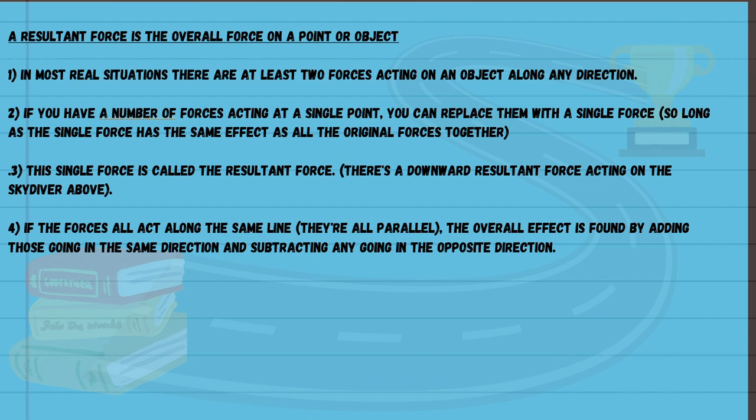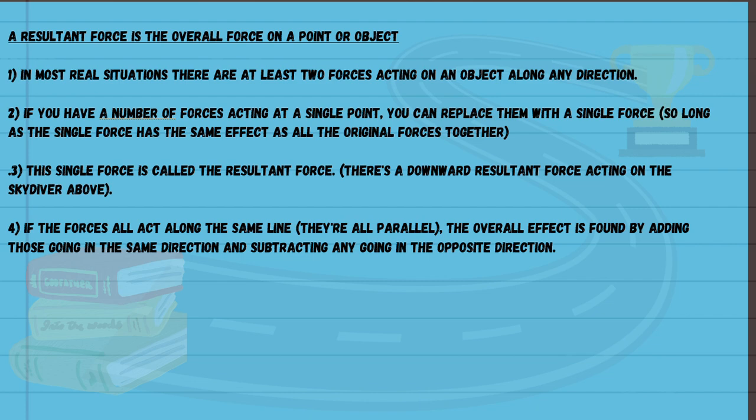A resultant force is the overall force on a point or object. In most real situations, there are at least two forces acting on an object along any direction. If you have a number of forces acting at a single point, you can replace them with a single force, so long as the single force has the same effect as all the original forces together. This single force is called the resultant force. There is a downwards resultant force acting on the skydiver above.